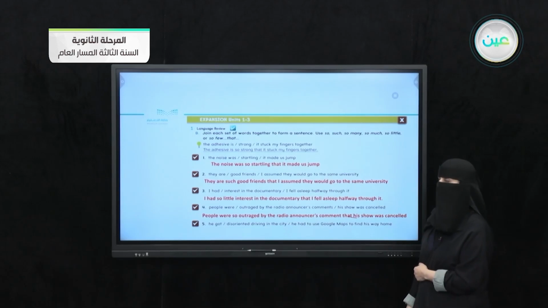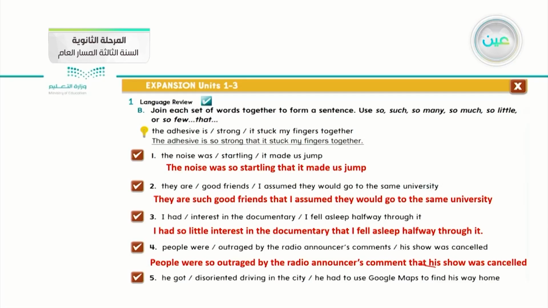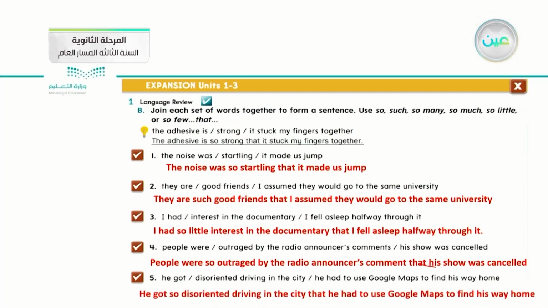And the last point in our question is: he got disoriented driving in the city. He had to use Google Maps to find his way home. How can I apply these expressions with it? We can say he got so disoriented driving in the city. Okay, this is the cause. And what is the effect of it? That he had to use Google Maps to find his way home.